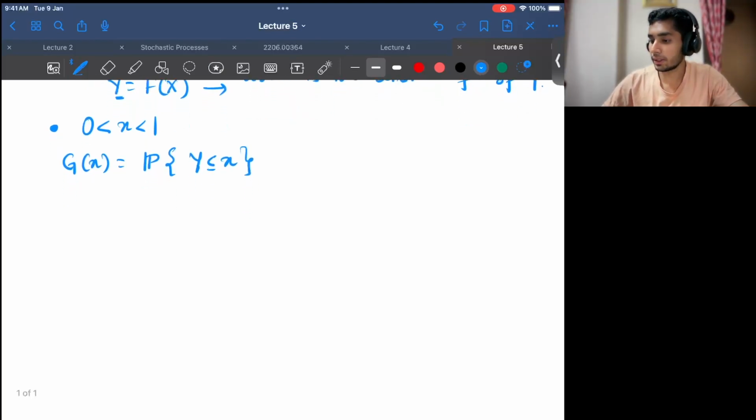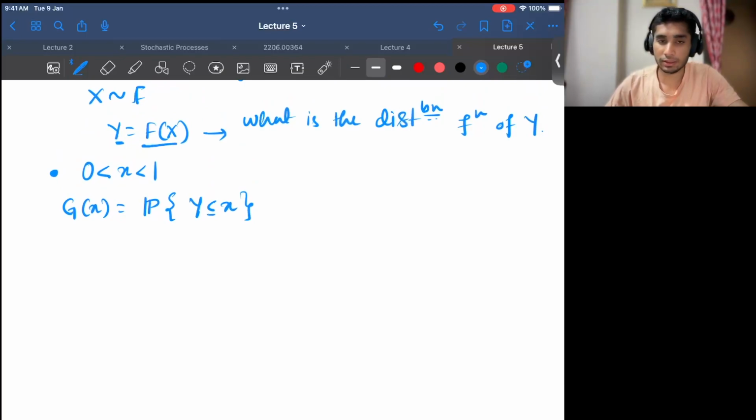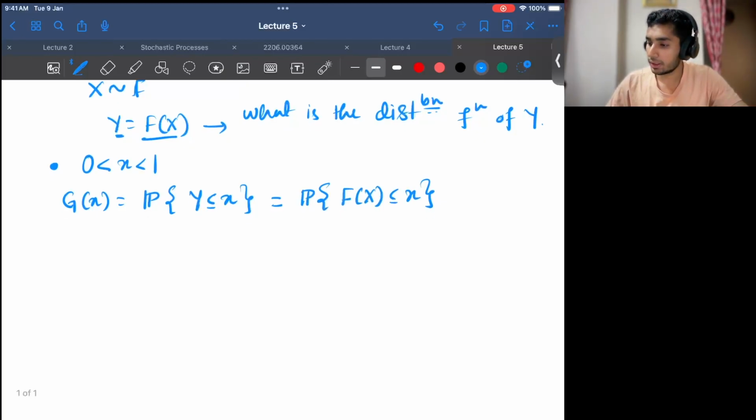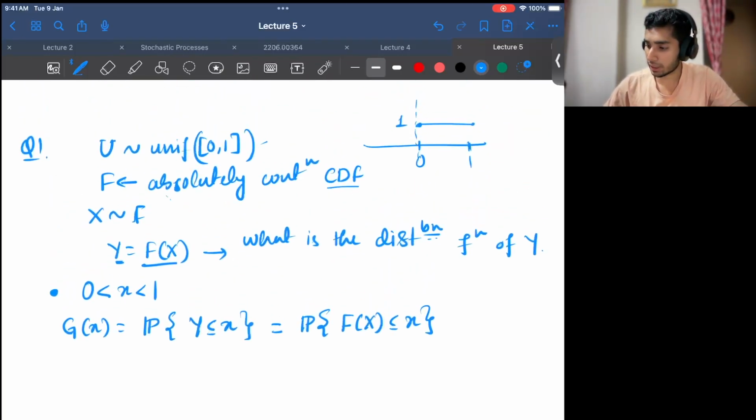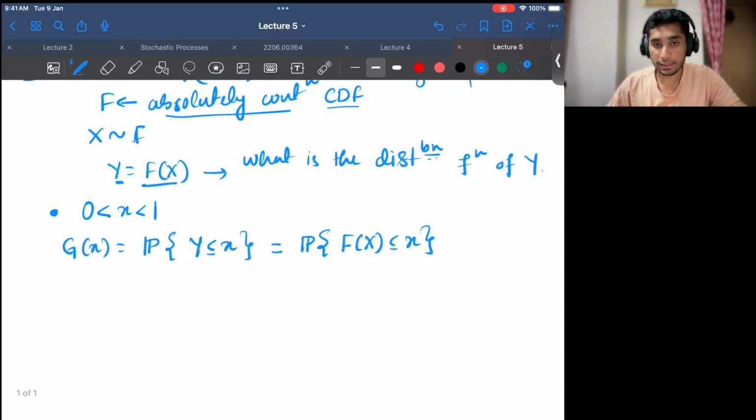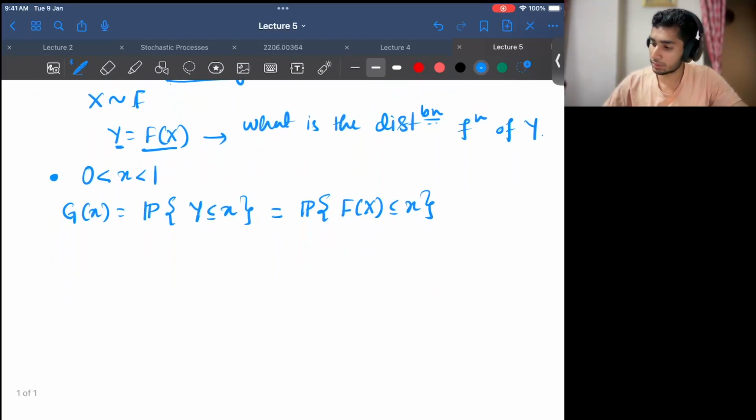Now Y, you know, is capital F of X, so this is equal to the probability that F of capital X is less than or equal to small x. I'm just going by the definitions that are given to us. Now since F is absolutely continuous and it is a CDF, the inverse of F exists. So this should be equal to the probability of capital X less than or equal to F inverse of x.